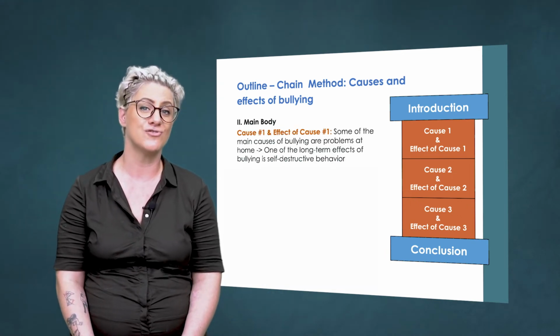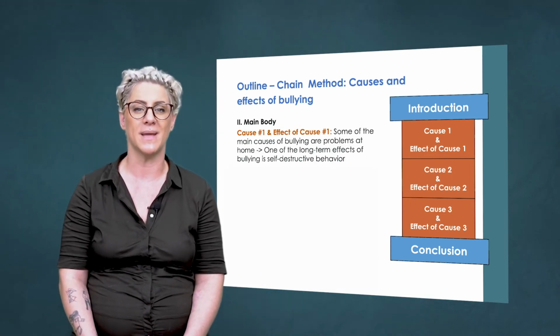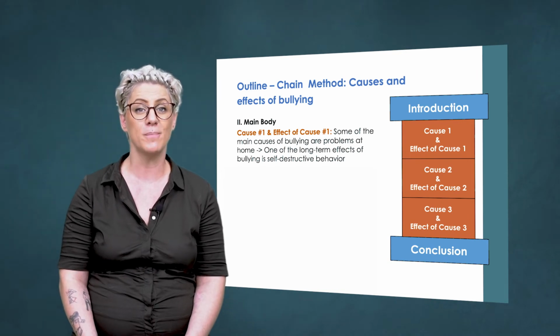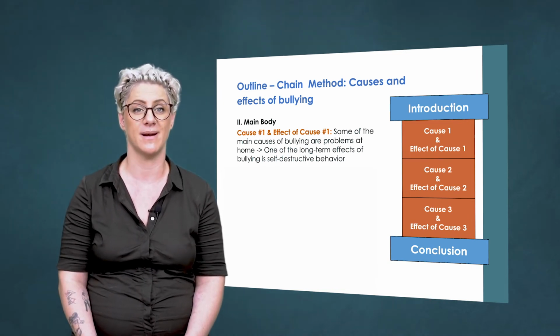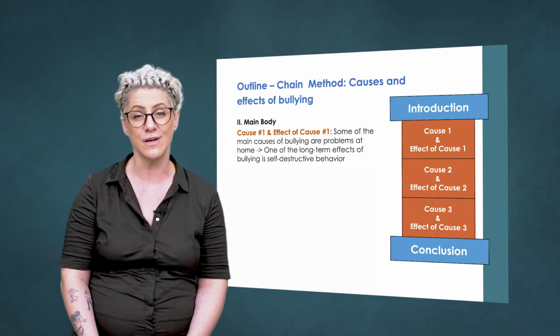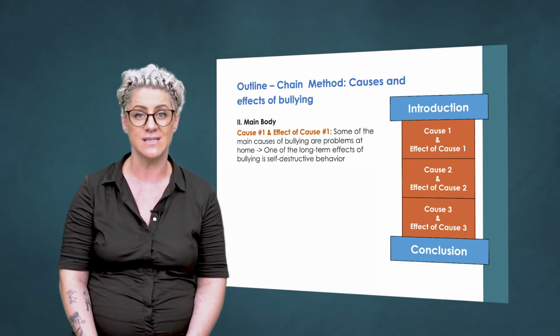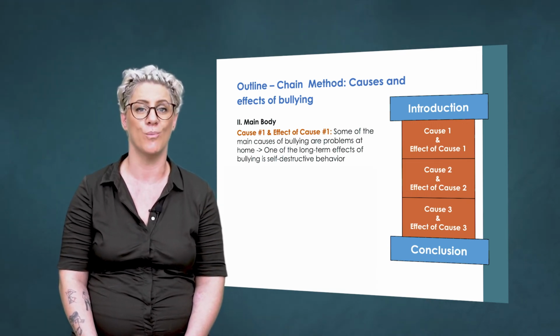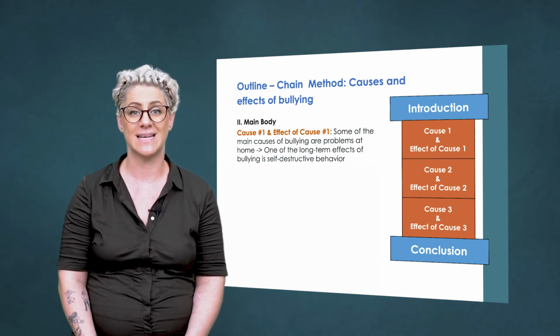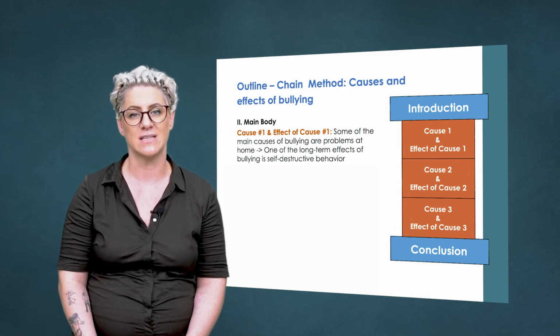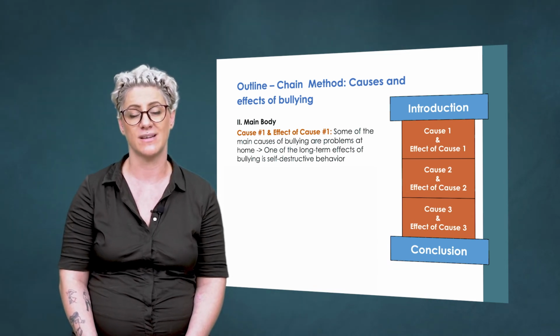Similarly to the block structure, introduce the topic in the introduction paragraph. In this structure, the topic sentence of the first body paragraph indicates the first cause of bullying. Some of the main causes of bullying are problems at home. Then we give a detailed explanation with examples about its effects. One of the long-term effects of bullying is self-destructive behavior.